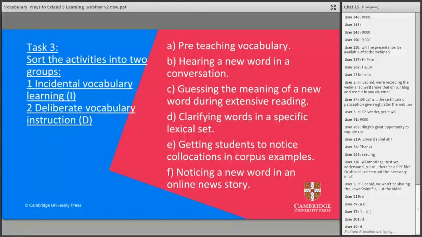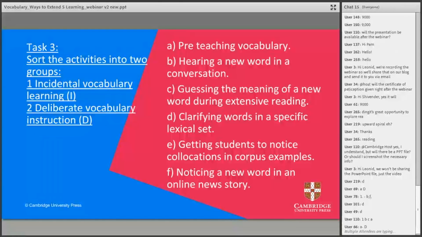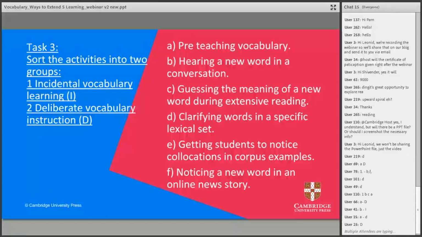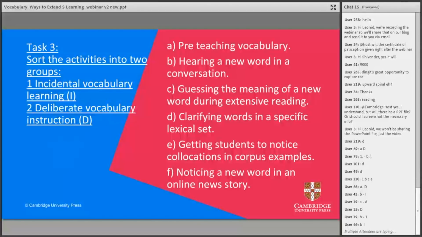So what I'd like you to do is comment on the rest. And you can just type in the letters and put I or D next to each letter. So I'll just pause for 30 seconds or so that you can do that.